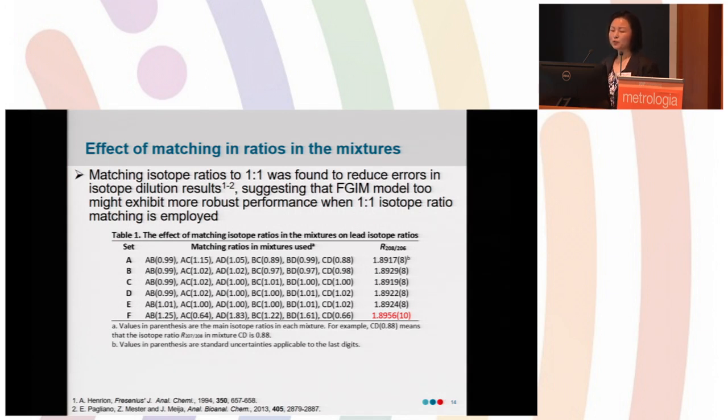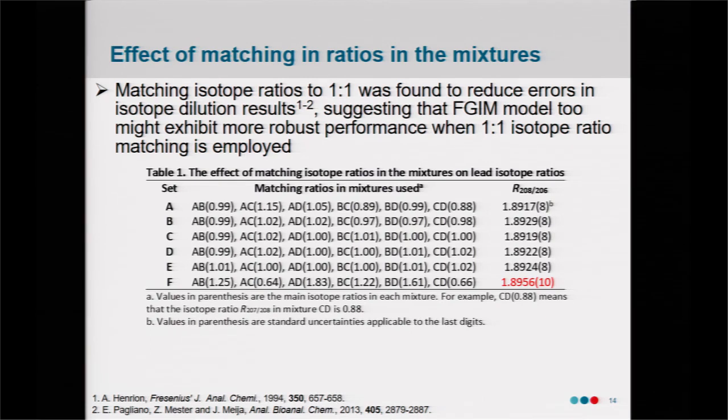Matching the isotopic ratio to 1:1 was found to reduce errors in isotopic dilution analysis. So that's called exact matching. It also suggests that the FGIM model might exhibit more robust performance when 1:1 ratio matching is employed.